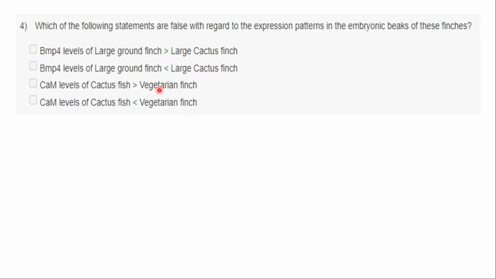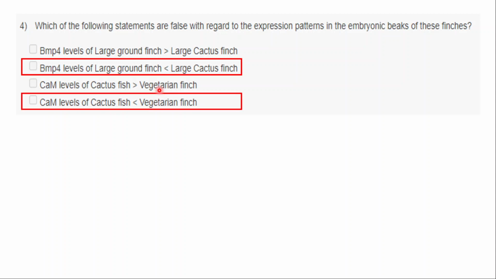The first statement which is false is 2. BMP4 levels of large ground finch less than large cactus finch is not correct. The first option is correct. And the next statement which is false is option 4. CaM levels of cactus finch less than vegetarian finch is not true, it is the opposite way. Well done, Ajay, and 1 and 4 are true. Okay, Sakshi, I think one of your options was correct, so well done to you too.